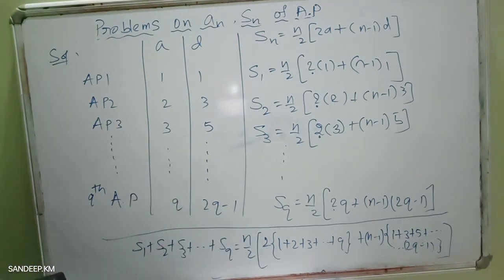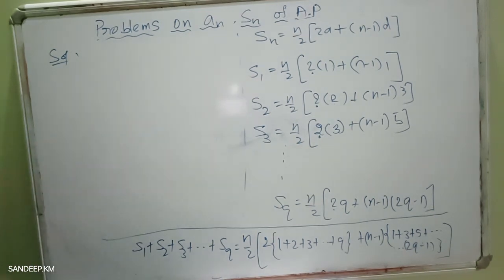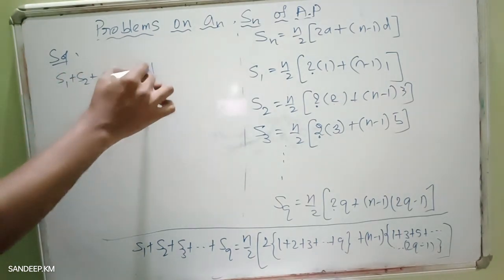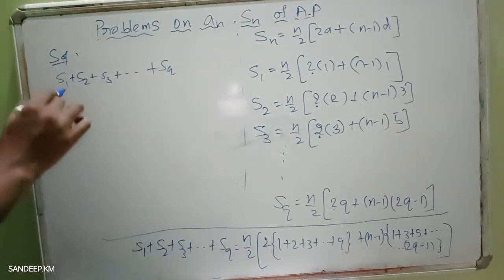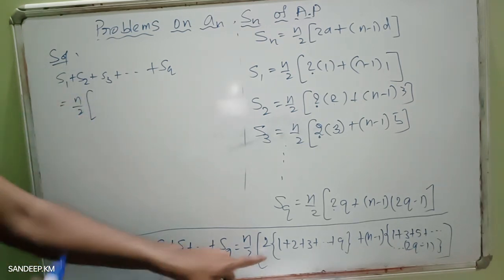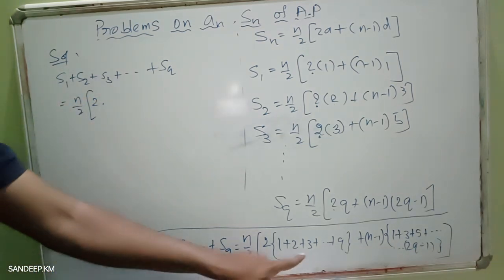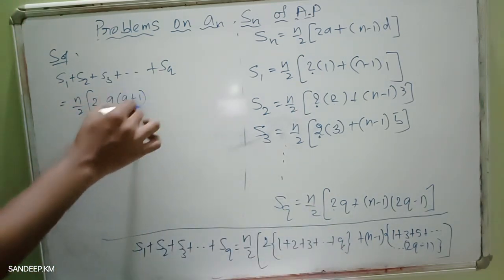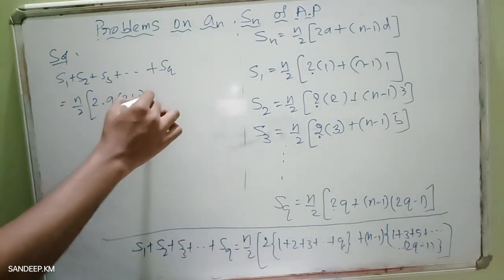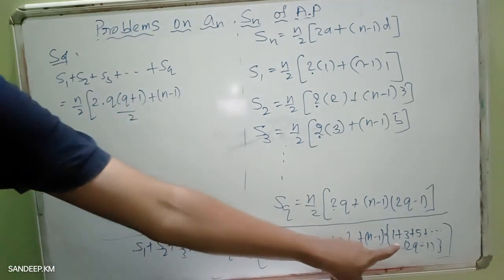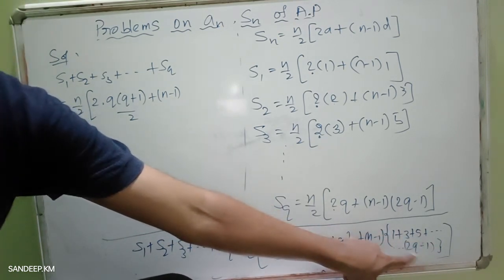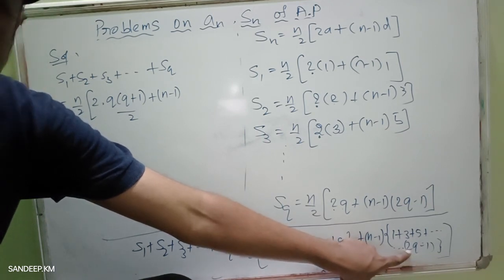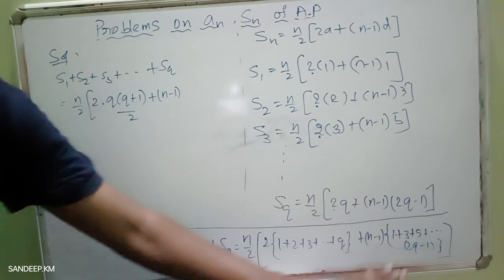So what is it? I'll erase it. Therefore, the question S1 plus S2 plus S3 and so on up to Sq is equal to n by 2 as it is, into the sum of first q natural numbers. 1 plus 2 plus 3 and so on up to q is q into q plus 1 by 2. Next, plus n minus 1 into, and this is the sum of first how many odd natural numbers? Because the last term is 2q minus 1, if the last term is 2q minus 1, then the number of odd natural numbers is q, correct?